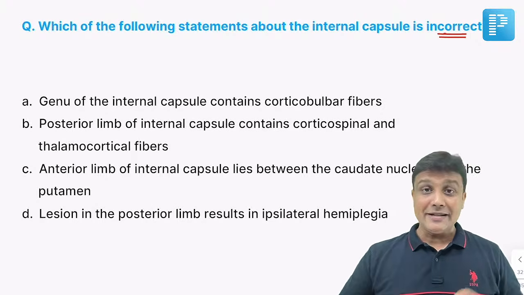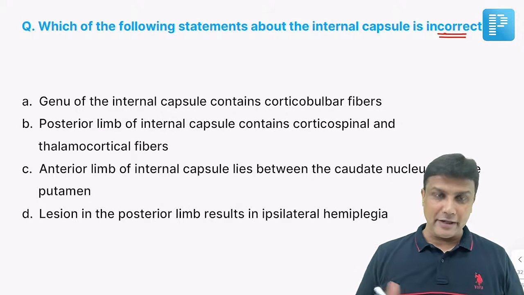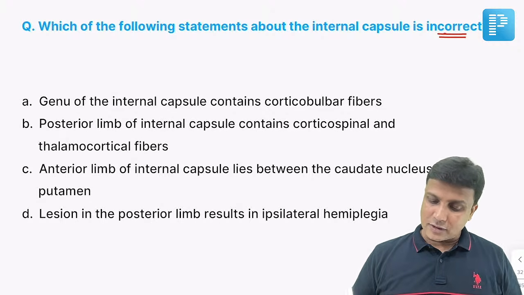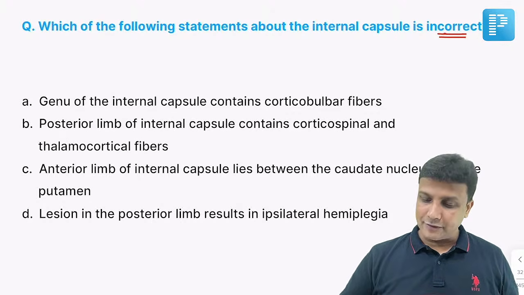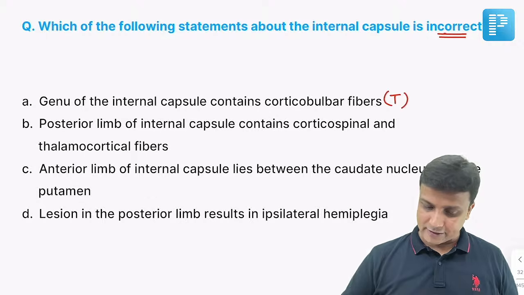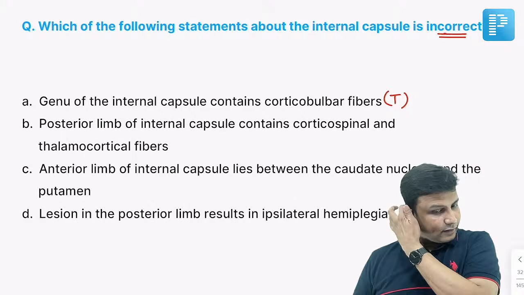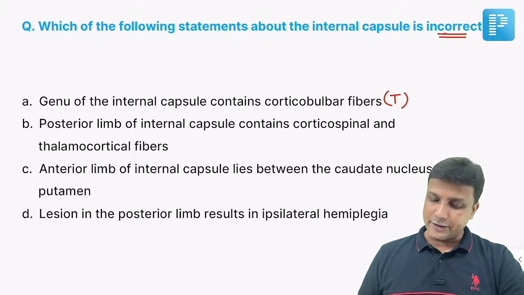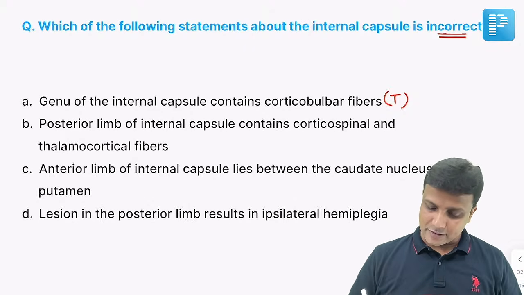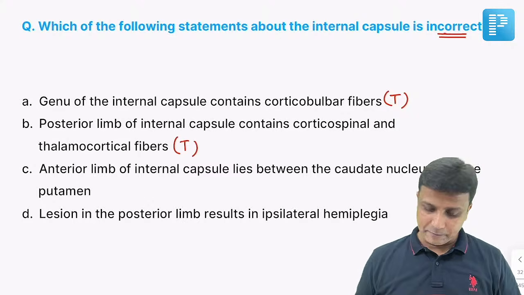Which of the following statements is incorrect? We need to identify the incorrect statement here. The genu of the internal capsule contains the corticobulbar fibers. Of course, this is a true statement. The posterior limb of the internal capsule contains corticospinal and thalamocortical fibers. Of course, that is also a true statement.